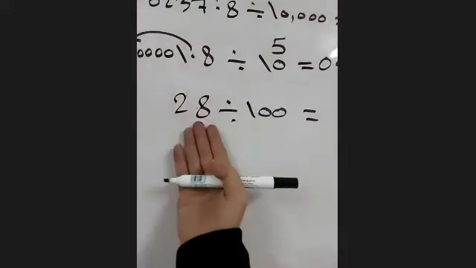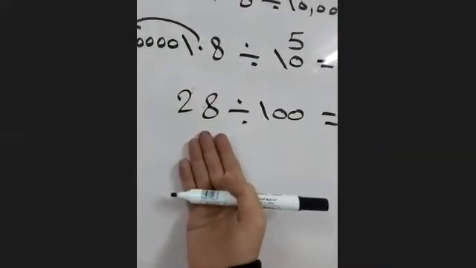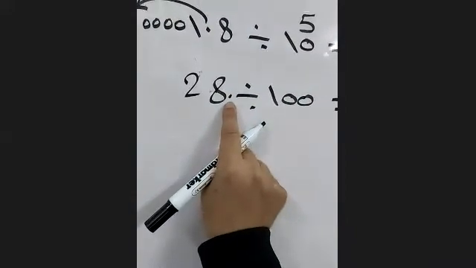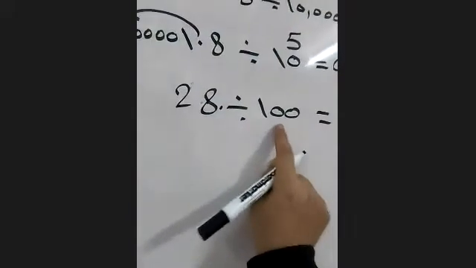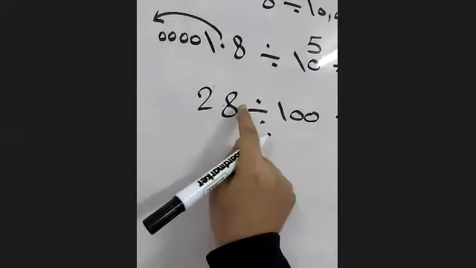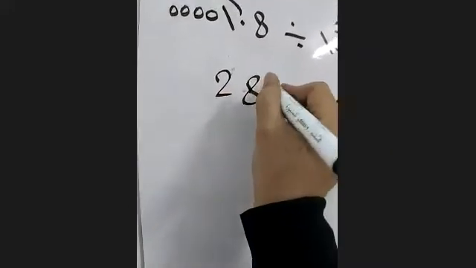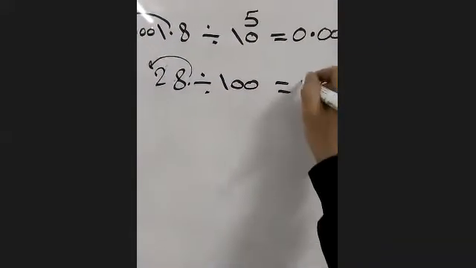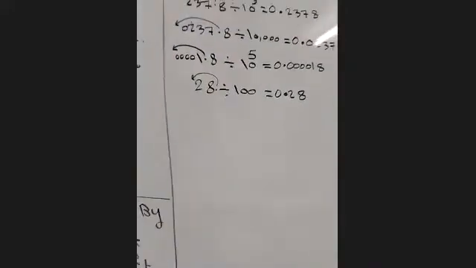This number has no decimal. If the number has no decimal, we add a decimal in front of it like this. Then we go to the left. How many digits? 2 digits. So I will go to the left 2 digits. It will be here. So the answer, decimal 28. And the empty place, we add 0.